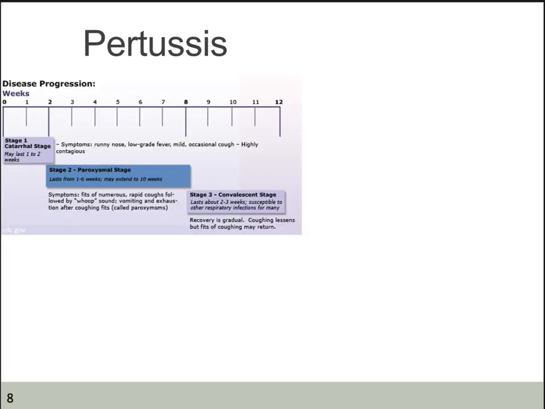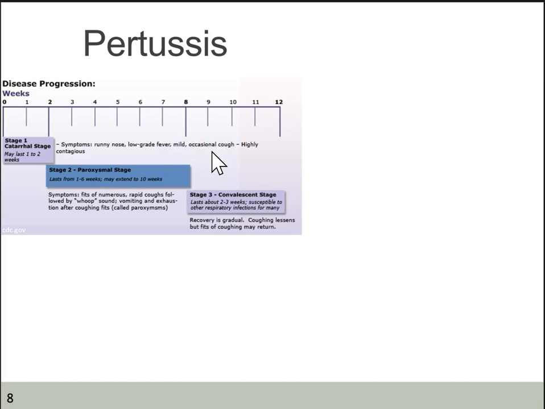So now we're going to move on to pertussis. Pertussis is a disease that infects the respiratory system, obviously. It produces a very characteristic cough in young children who are infected with pertussis. There are 3 different stages of the symptoms. In stage 1, that's the catarrhal stage, and the symptoms look an awful lot like a cold. So runny nose, low-grade fever, mild occasional cough. At this point, though, the patient is highly contagious.